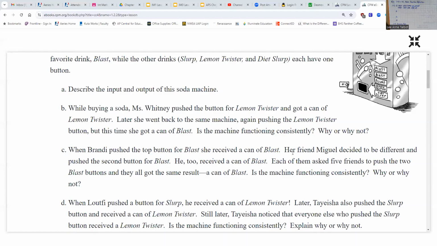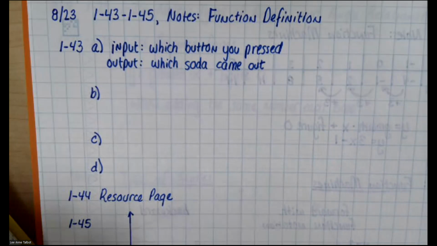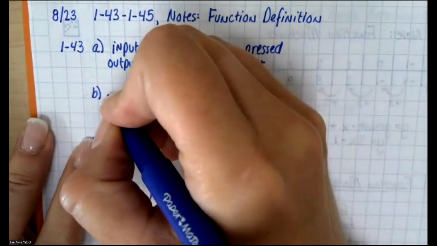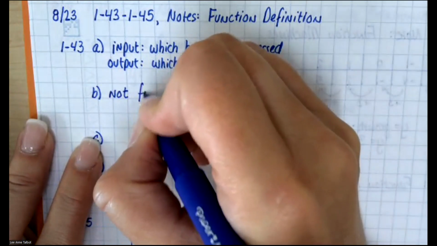B. While buying a soda, Miss Whitney pushed the button for lemon twister and got a can of lemon twister. Later, she went back to the same machine, again pushing the lemon twister button, but this time she got a can of Blast. Is the machine functioning consistently? No. Why or why not? What happened? Something random came. Right. Or possibly it ran out. It could, but you're correct. Okay, no.